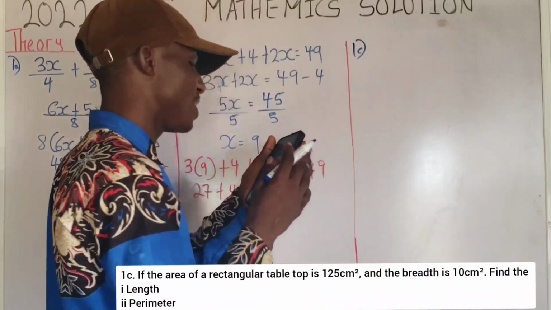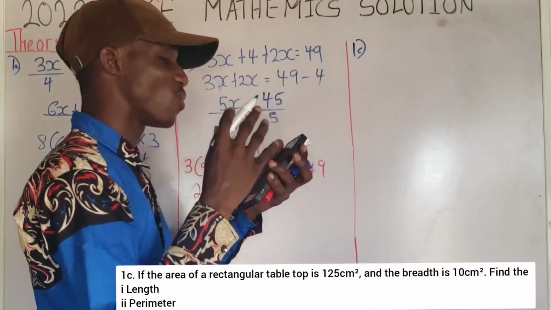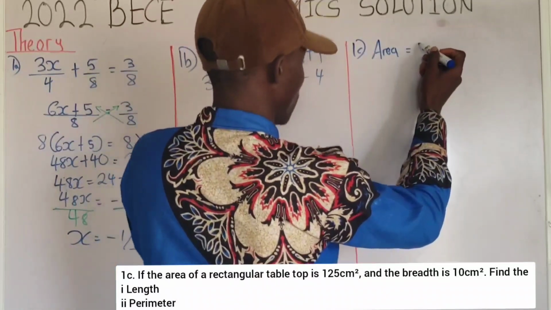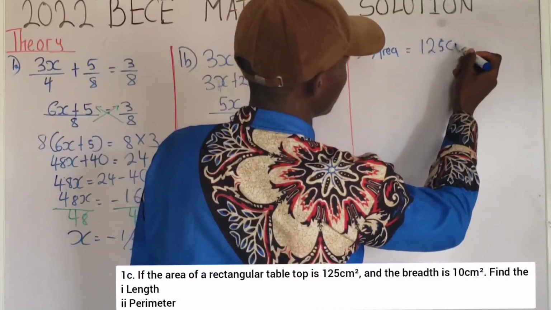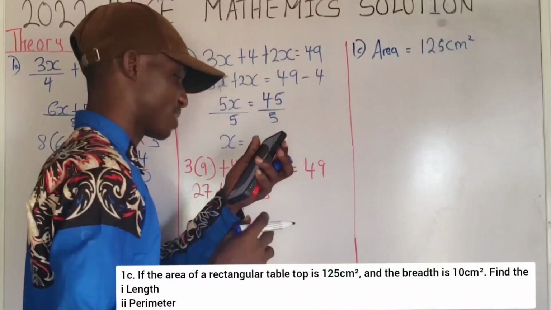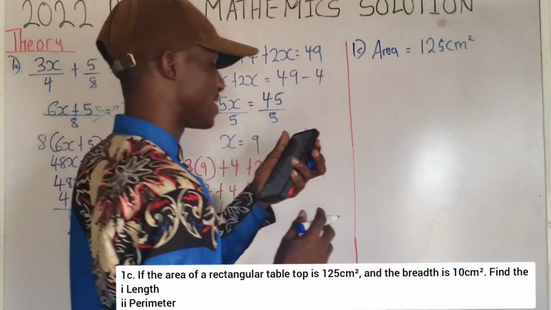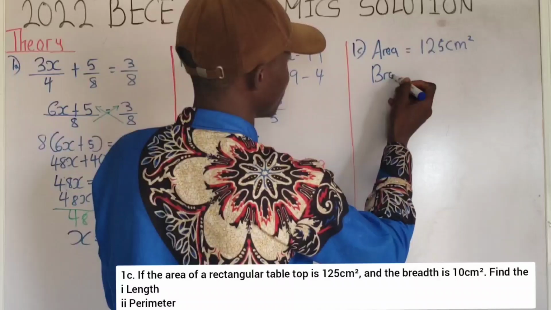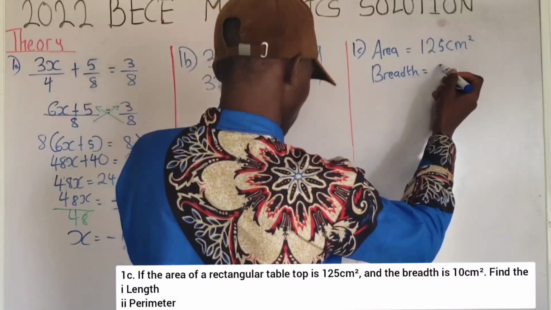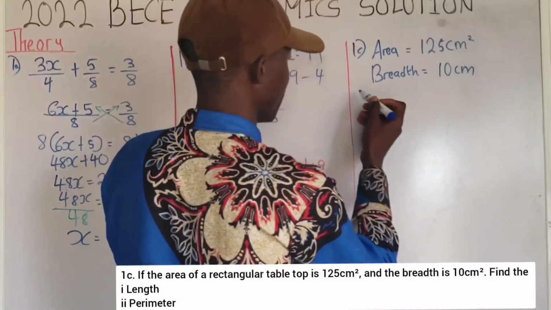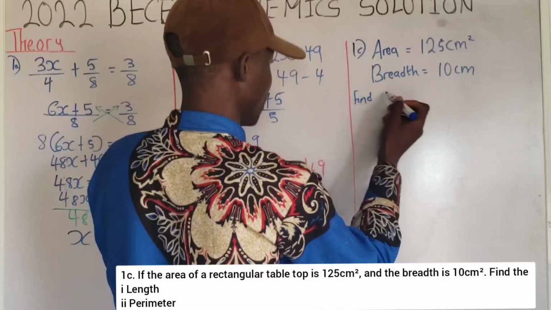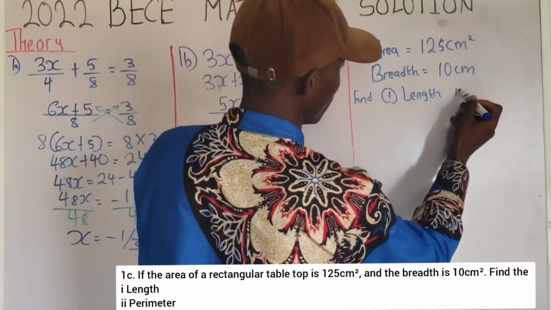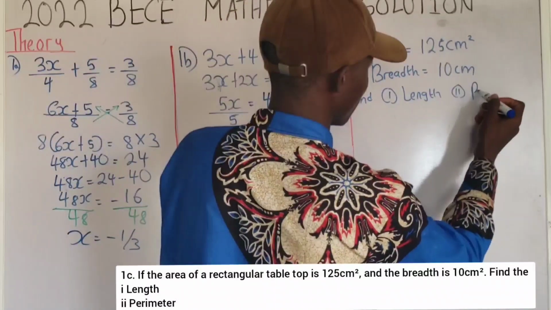We are given that the area of a rectangular tabletop is 125 centimeters squared. Now, we are given that the breadth is 10 centimeters. The breadth is equal to 10 centimeters. We are asked to find the length. That is the first question there. Then we are asked to find the perimeter.